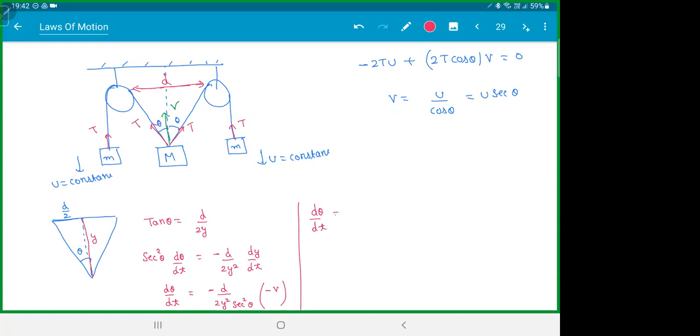So d theta by dt, and v is nothing but U secant theta. So U sec theta into d by 2 sec square theta, and y is how much? Y is d by 2 tan theta. So that would be d square by 4 tan square theta. One d will cancel. 2U tan square theta by d sec theta. You can further simplify, but okay, you got the idea here. So this is how you get d theta by dt.